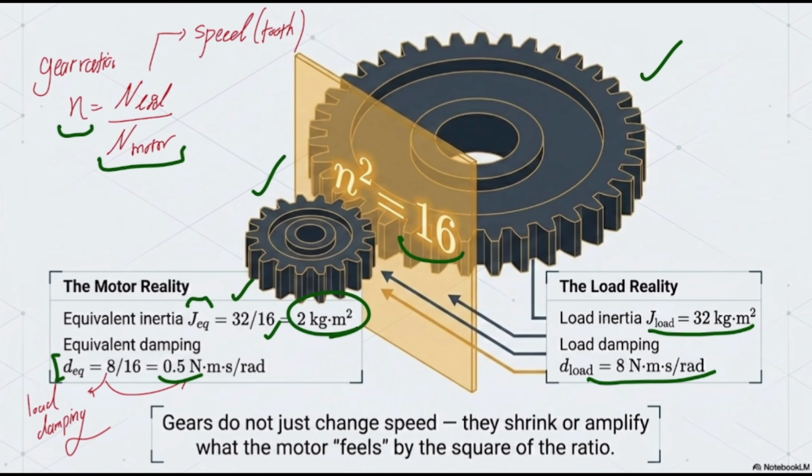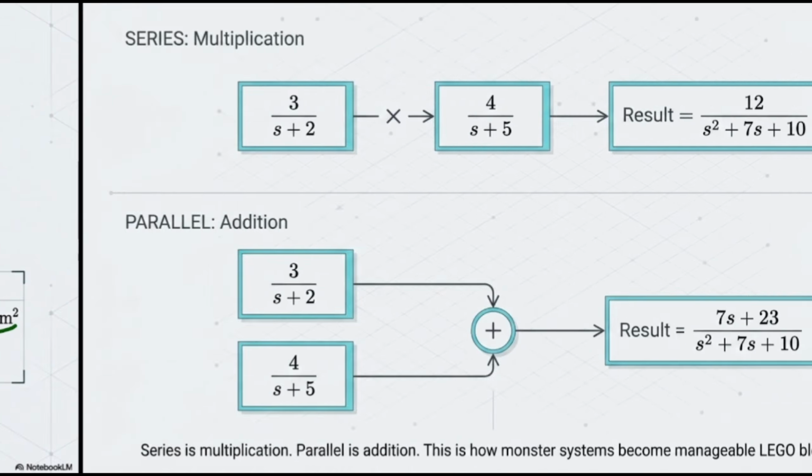It means that gears do not just change the speed. They shrink or amplify what a motor feels by the square of the ratio itself. So that is why in a mechanical system we have two gears, one smaller, one bigger, connected to each other in order to help decrease these values.